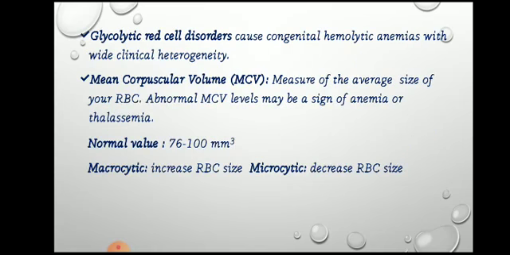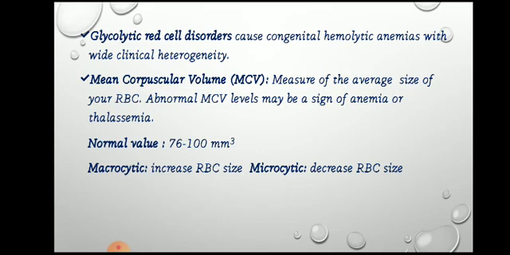Further, there are more, like glycolytic red cell disorders, which are caused by congenital hemolytic anemias, with wide clinical heterogeneity and certain frequent complications like neonatal jaundice, sometimes gallstones, and both transfusion-related and transfusion-independent iron loading, which causes these glycolytic red cell disorders.